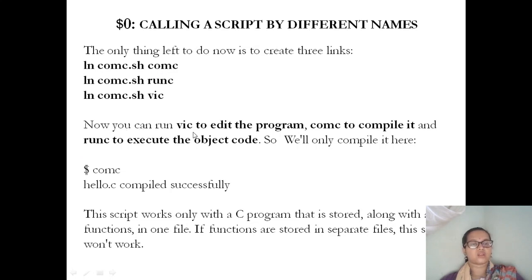So now you can run vc to edit the program, comc to compile the program, and runc to execute the object code. That's what we do in C also. First and foremost, you write the program in the editor, and after that you compile it. After compiling it, you run it, isn't it? So here comc, as soon as you run it, will display hello.c compiled successfully.